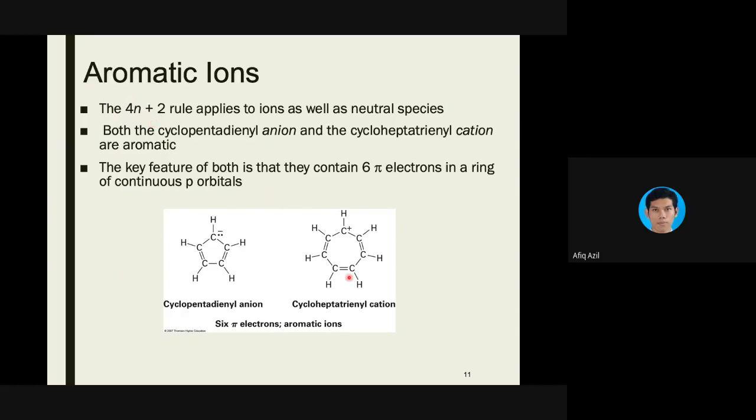And then for the cation, you have 2, 4, 6. Here this carbon lacks electrons, so it does not contain any extra electron in the p orbital. Hence there are only 6 pi electrons, and it is cyclic, planar, and conjugated. So it fulfills the aromaticity properties.